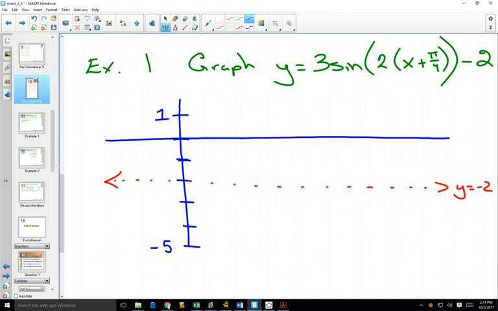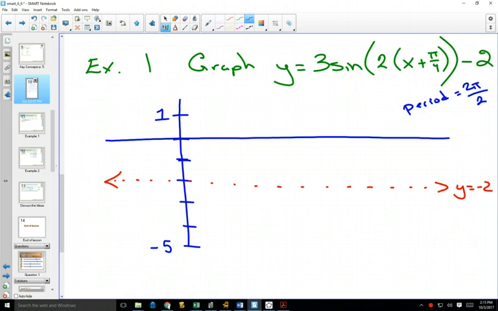Next part in the DAB is the B value. The B value helps you figure out the period. Your period, in this case, we have a horizontal compression by a half. So normally your period is 2 pi. And if we do 2 pi divided by the B value, or apply that compression of a half, your new period is going to be pi.